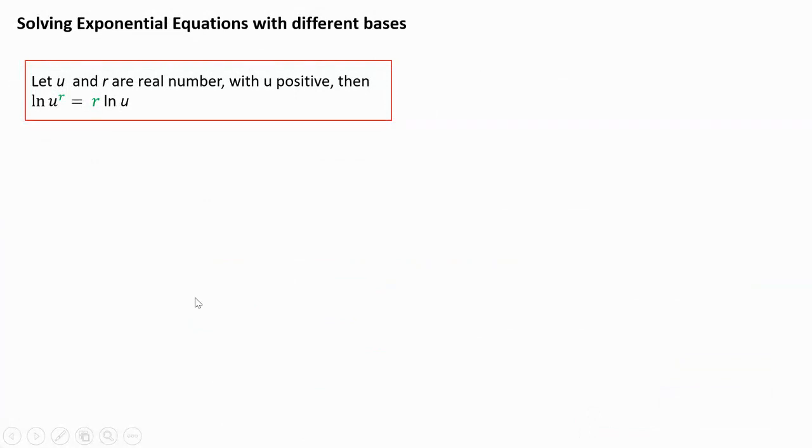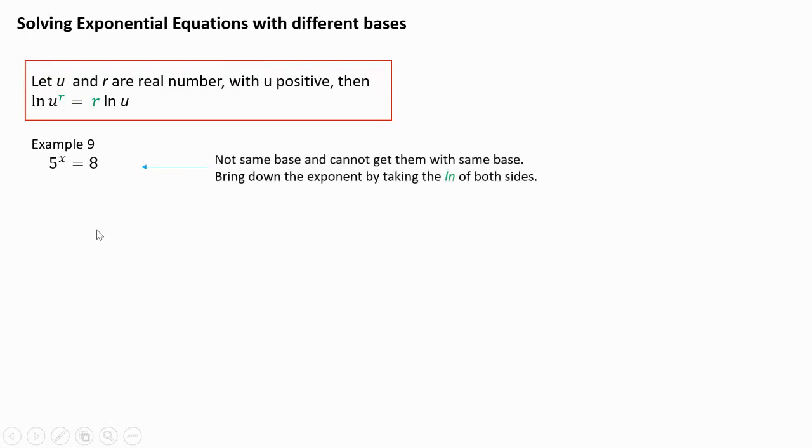Now here's another rule, the one we just explained. If you have the ln of u to the r, the r goes to the front. It says let u and r be real numbers with u positive, then the ln of u to the r power goes to the front. Here's an example. We're going to take the ln of both sides, and again, not the same base. Here, guys, you cannot even get the same base. So like I said, whether you have the same base or not, you can always use the natural log to bring the exponent down.